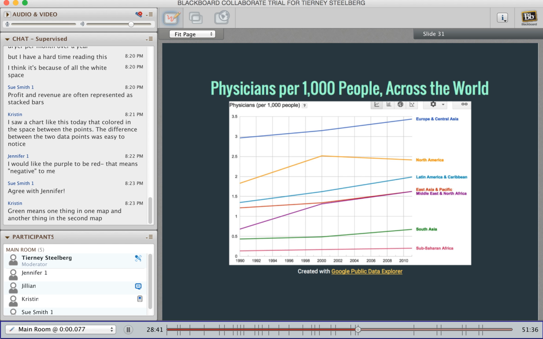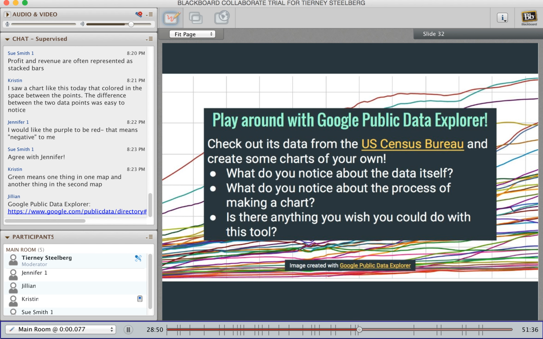So Jillian is pushing out a link in the chat to the U.S. Census Bureau data in Google Public Data Explorer. Play around with it for a few minutes. Think about what you notice about the data itself and what you notice about the process of creating a chart. And make note of anything you wish you could do with this tool. We'll team back in as a group and discuss your findings after 5 minutes. Have at it, and I'll let you know when time is up.